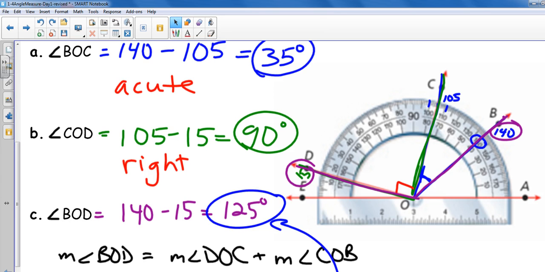Like I said, we're going to work with angles the rest of the year. Really important, especially that you know how to name them and that you understand visually what we're talking about when we're looking at more complicated pictures with more than one angle in them.